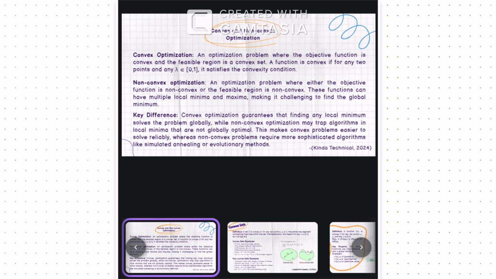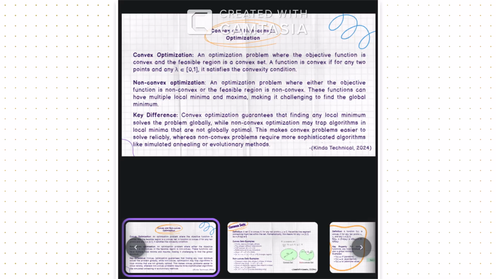Now, in contrast, non-convex optimization occurs when either the objective function or the feasible region is non-convex. This function can have a much more complicated shape, often with multiple valleys and peaks. This means the function can have multiple local minima, those points that look like the lowest value in the neighborhood but are not the lowest overall, and multiple local maxima, those points that look like the highest value nearby but not globally.